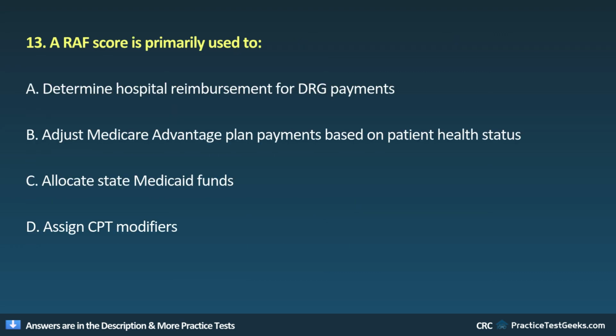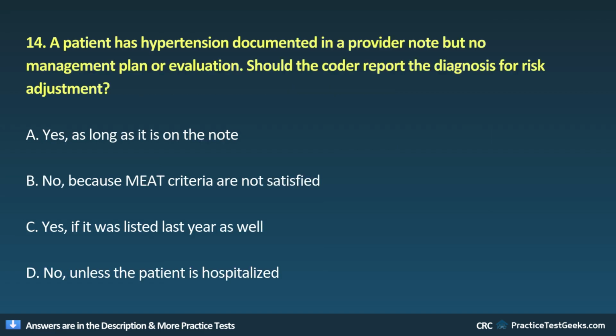13. A RAF score is primarily used to: A. Determine hospital reimbursement for DRG payments. B. Adjust Medicare Advantage plan payments based on patient health status. C. Allocate state Medicaid funds. D. Assign CPT modifiers.